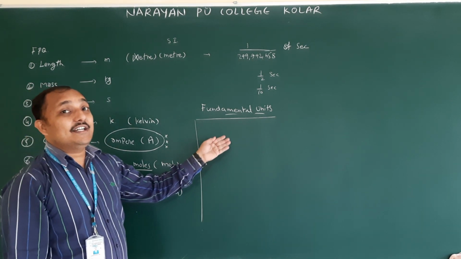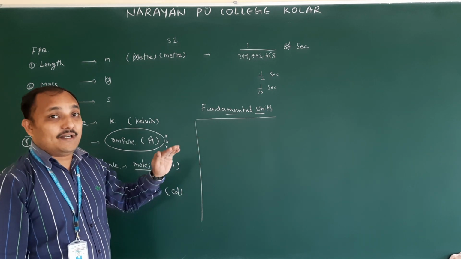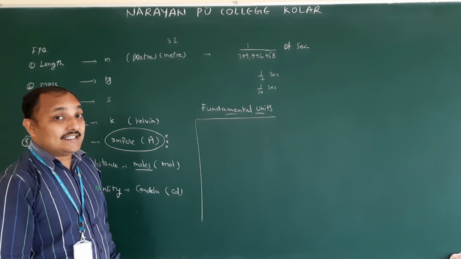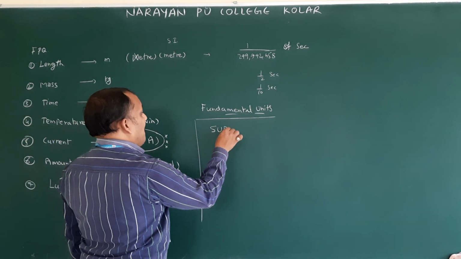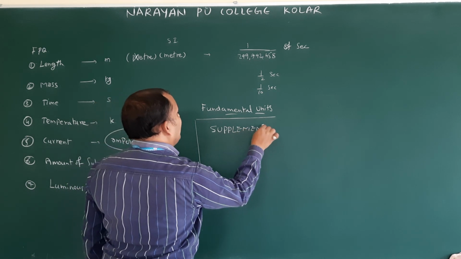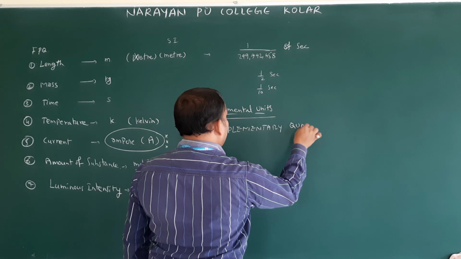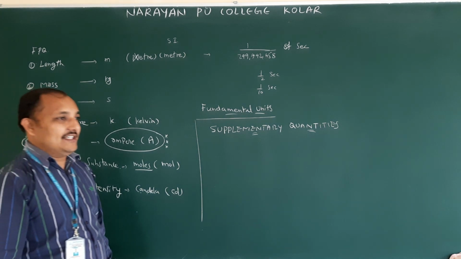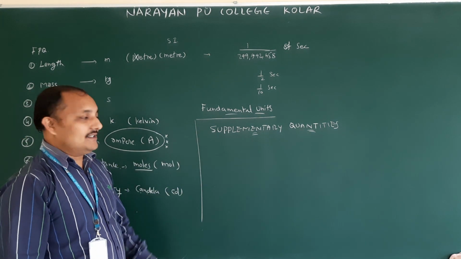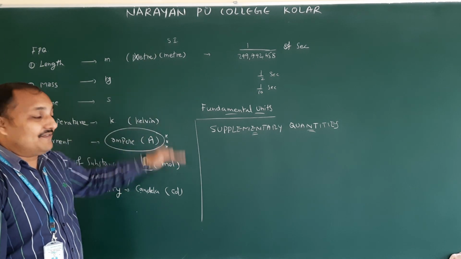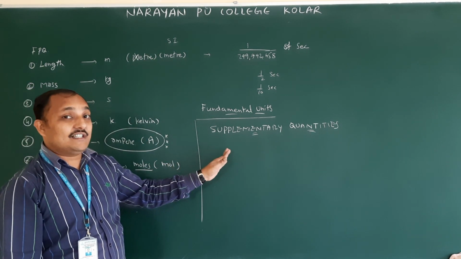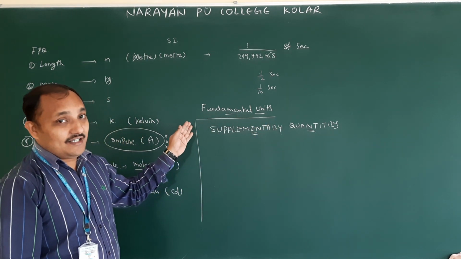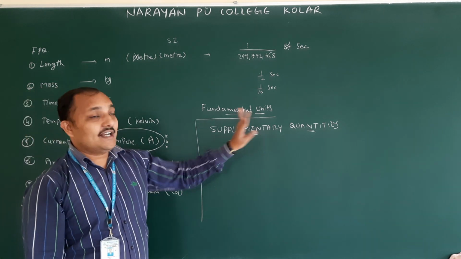Some quantities neither depend on fundamental, so those are also independent. Those are not depending on fundamental physical quantities. So those quantities we are calling as supplementary quantities. What are those? Supplementary quantities. You will write a supplementary exam if you fail in the main exam. Same like that. So those will not come under fundamental physical quantities. I told you derived physical quantities depend on fundamental physical quantities, but these quantities neither depend on fundamental nor on derived. Therefore, we are calling these as supplementary quantities.